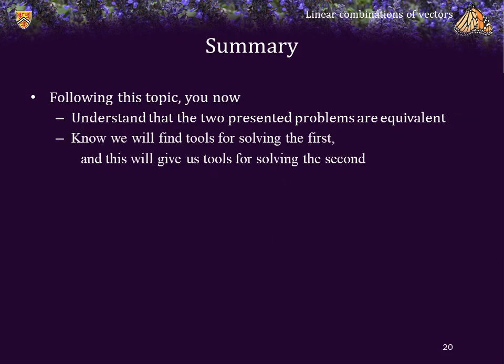Following this topic, you now understand that the two presented problems are equivalent: finding a linear combination of n vectors in R to the m equaling a target vector, and solving a system of m linear equations in n unknowns. We will now be looking forward to solving tools for the first, and once we find those tools, we can also use them for solving the second.